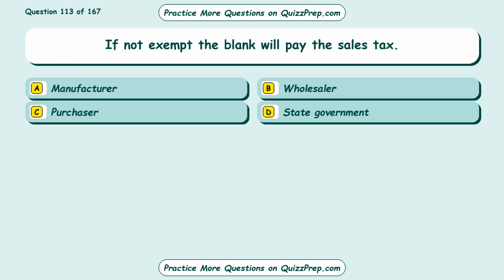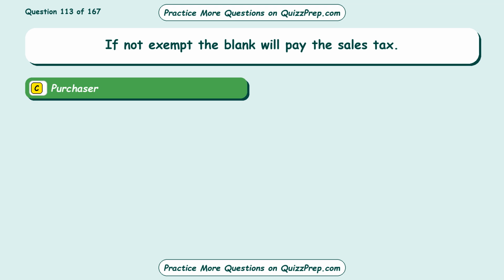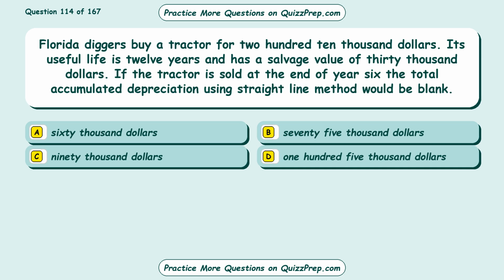Question 113. If not exempt, the blank will pay the sales tax. Option A, manufacturer. Option B, wholesaler. Option C, purchaser. Option D, state government. The correct answer is Option C, purchaser. Question 114. Florida Diggers buy a tractor for $210,000.